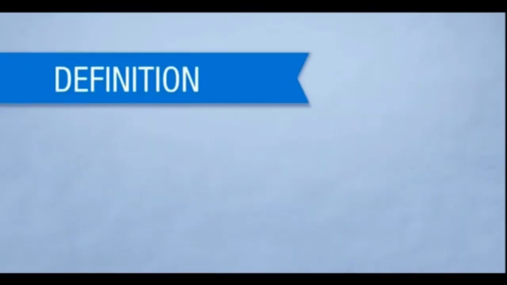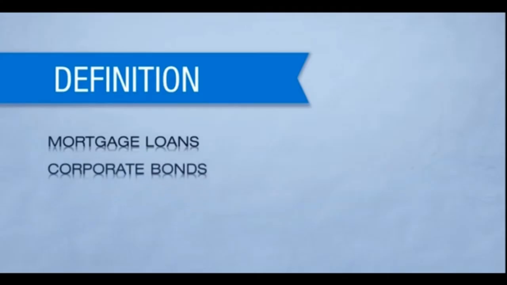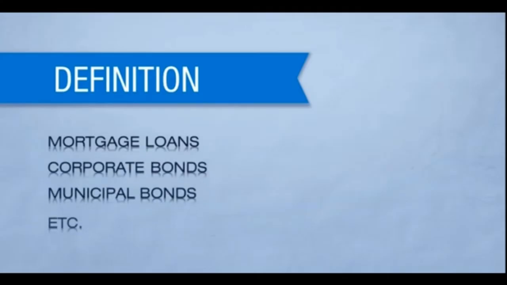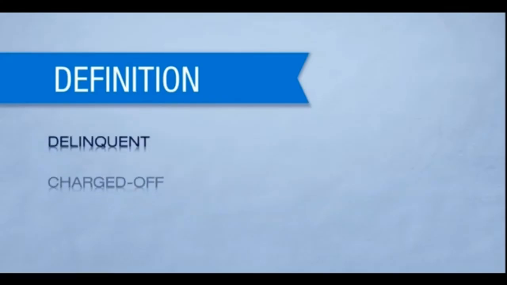Let's start with the definition. Like any debt instrument, home loans, corporate bonds, municipal bonds, what have you, a consumer's debt can be sold or transferred from the issuer to another entity. For our purposes, we're usually talking about delinquent or charged off consumer loans and lines of credit. Examples of this range from credit cards to auto loans, student loans to doctor bills.